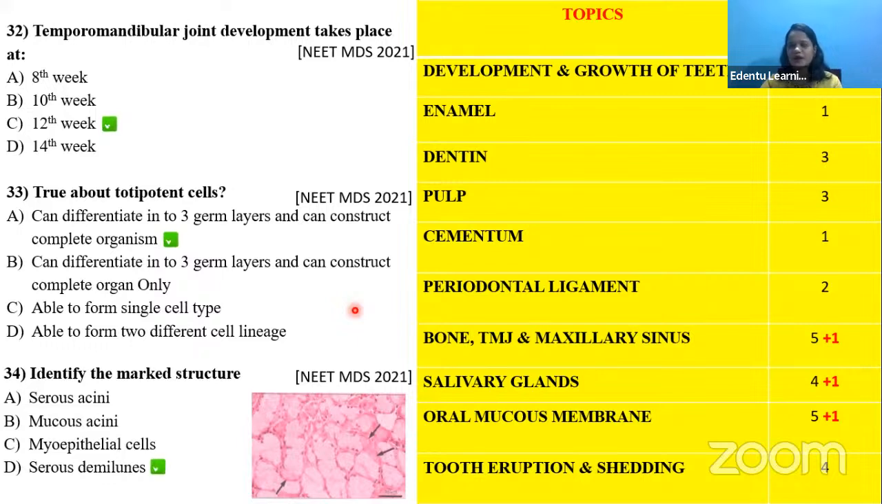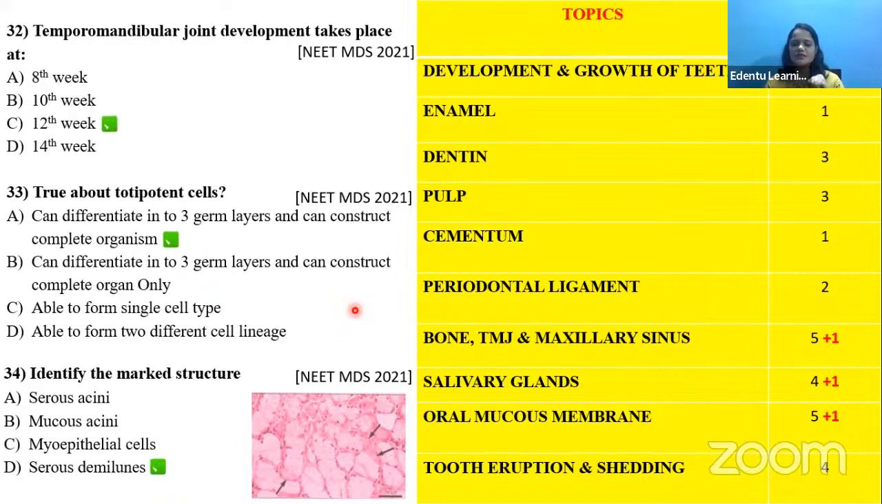Because it was only under the paraffin embedded section that they were able to see the serous demilunes. When they took the same section from the oral cavity and did a frozen section, which means they just freeze the tissue and look at it under the microscope, they were not able to see the serous demilunes. So they are now suggesting that the serous demilunes are an artifact seen in paraffin embedded sections.